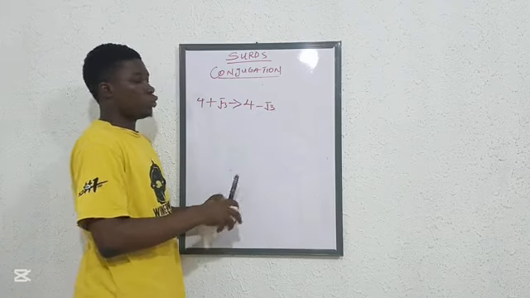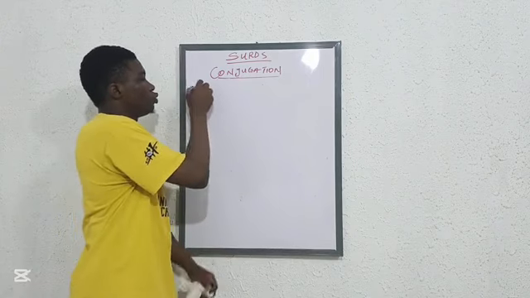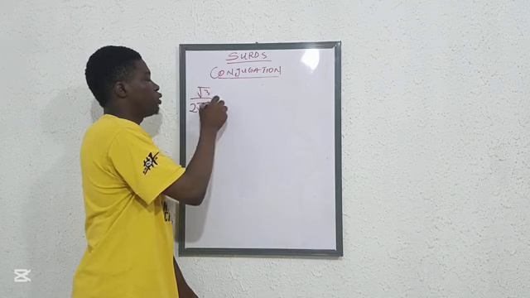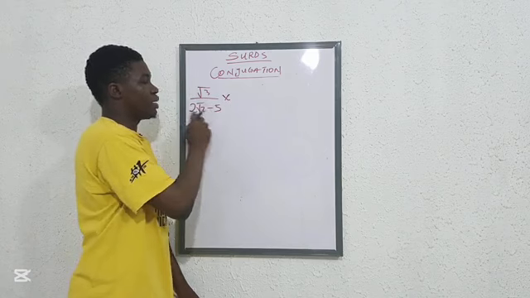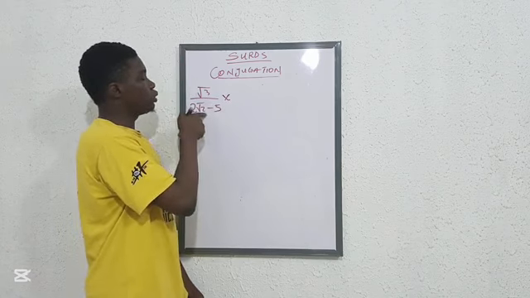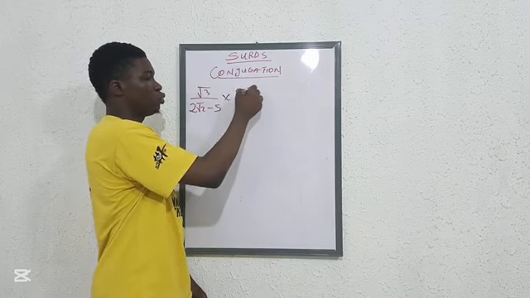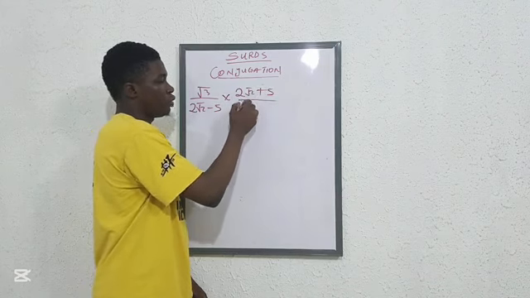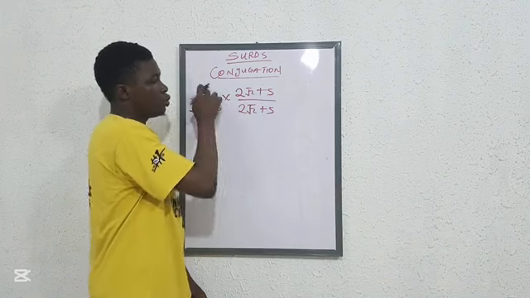So how do we solve this? For example, if we have something like root 3 over 2 root 2 minus 5. How do we conjugate? We're going to multiply it by the denominator, right? And we're going to conjugate it. The denominator is 2 root 2 minus 5. So we're going to multiply it by 2 root 2 plus 5 for the up over 2 root 2 plus 5.